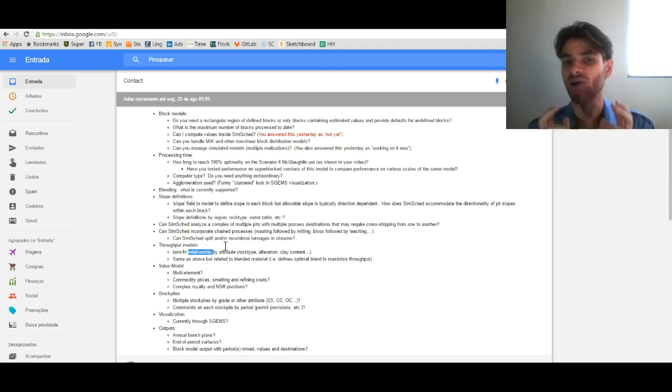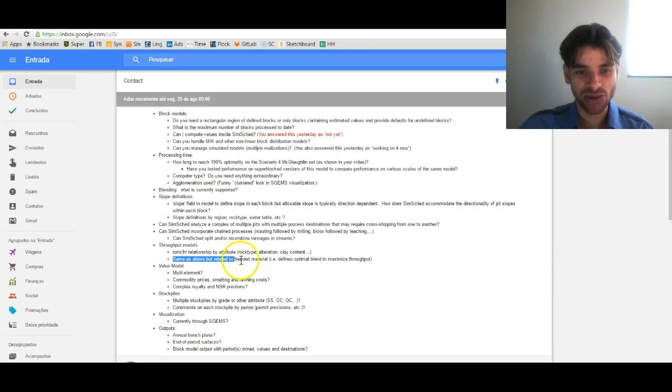So I need to have blocks that, if I feed those blocks into that process, I'm going to be able to process all of them. So you can place many constraints like this, and this would help you to guarantee that your mine plan is not going to produce more material than you can handle on your processing chain, whatever it is. Okay, this will be ready very soon in the next version of SimSched.